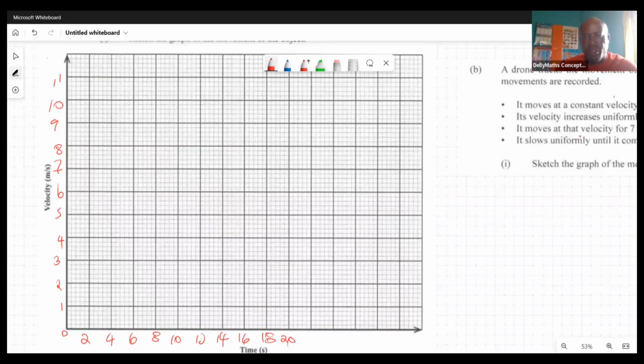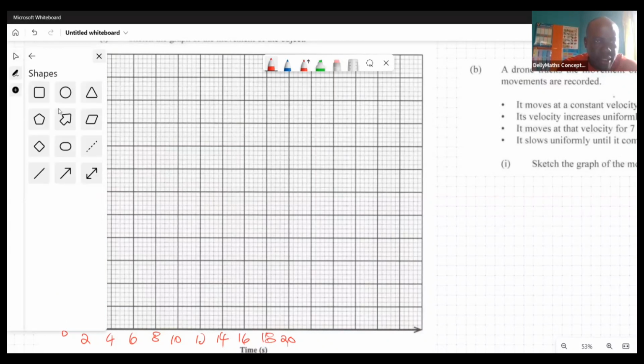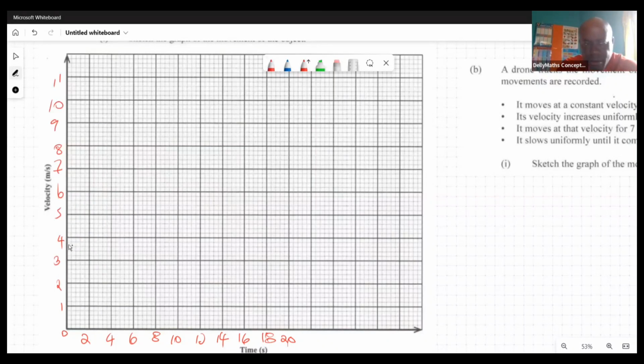All right, so let's go. So we want 4 meters per second, and we're going for, all right, so let us go with this. We're at 4 meters per second, and we're going for 5 seconds. So we're starting here. So 5 is going to be halfway between the 6 and the 4.